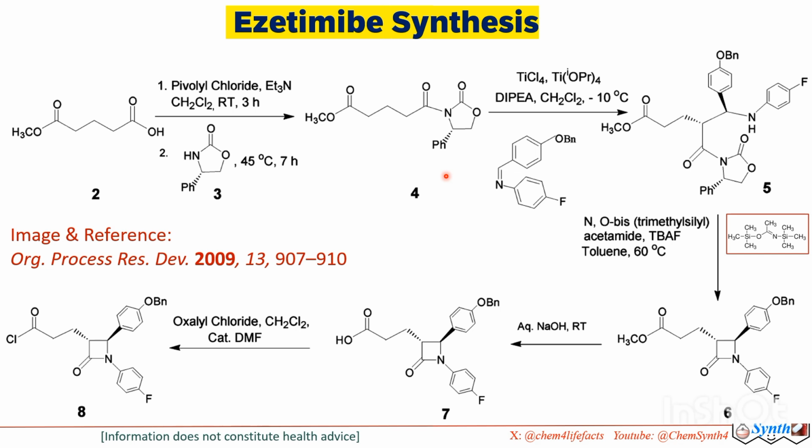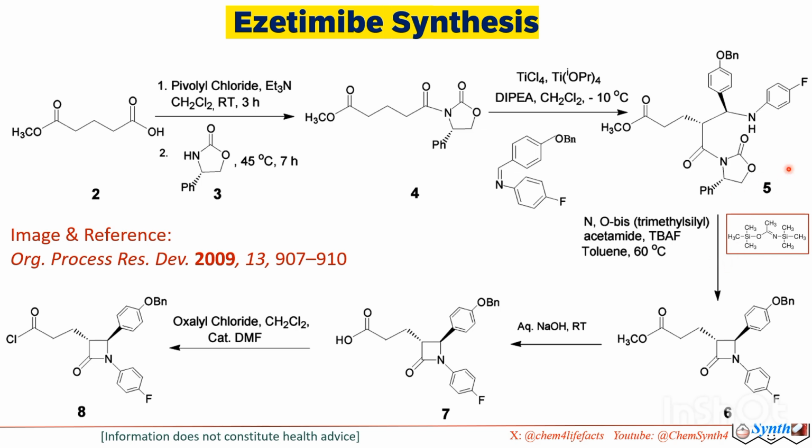And here enolate condensation was done in between intermediate 4 and this imine compound in presence of titanium chloride and titanium isopropoxide to get intermediate 5 by carbon-carbon bond formation reaction. So here you can see carbon-carbon bond formation happened from this carbon to this carbon next to nitrogen.